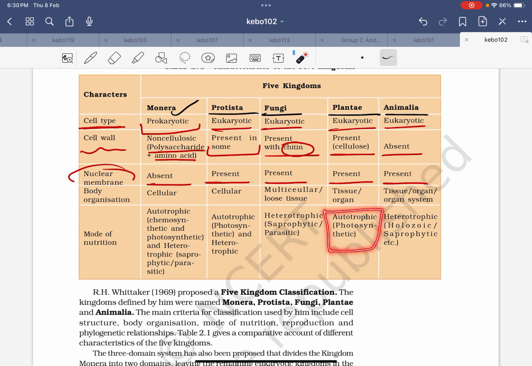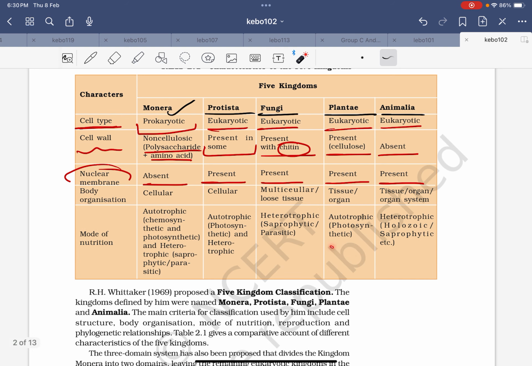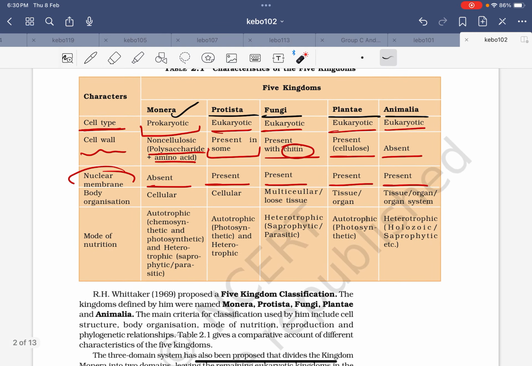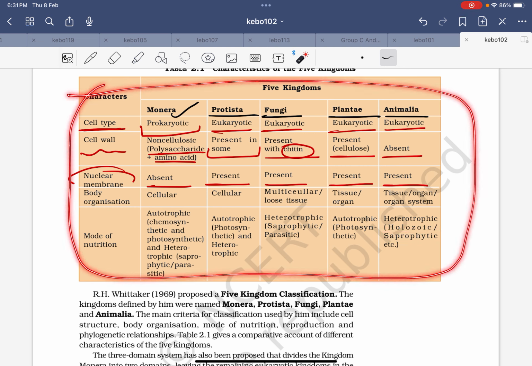Next is plant. The plant is completely autotrophic, synthesizing its own food with the help of light. If you see the animalia, here it is heterotrophic, depending on other organisms, holozoic and saprophytic. Holozoic means it engulfs the whole organism. Saprophytic means it may eat dead organisms, or it may swallow the whole organism. This is the important chart.